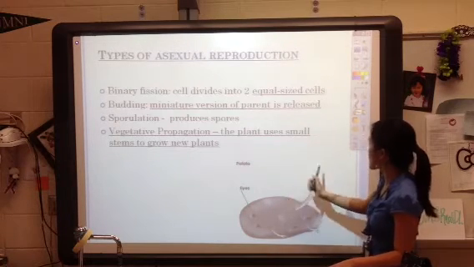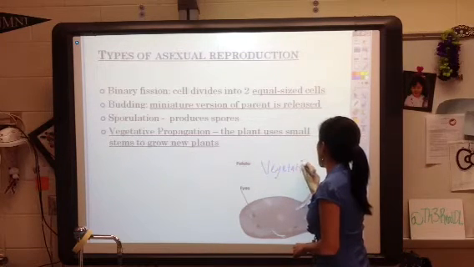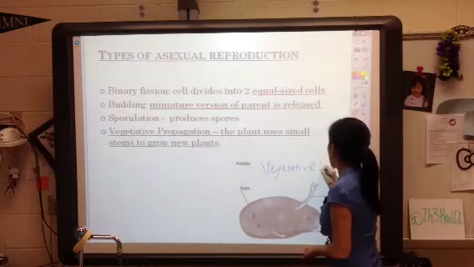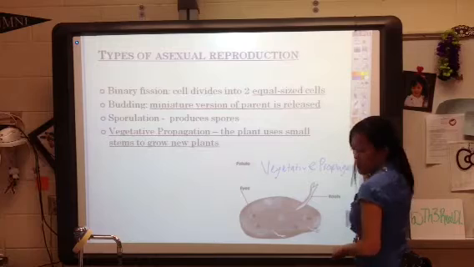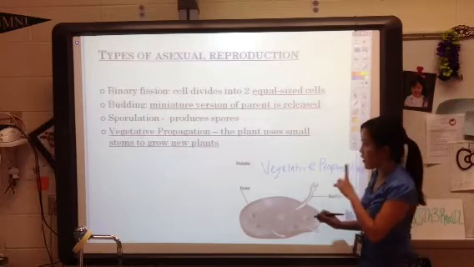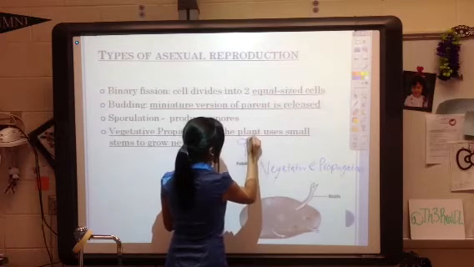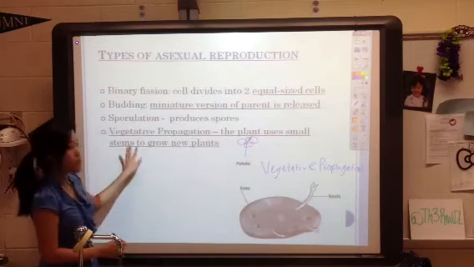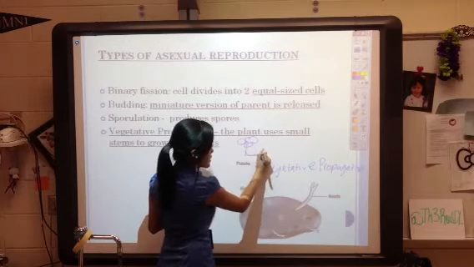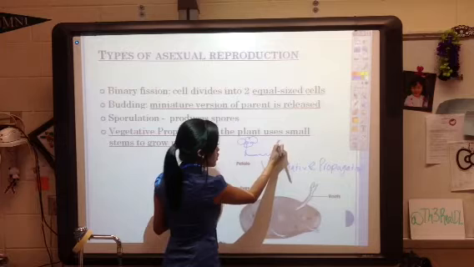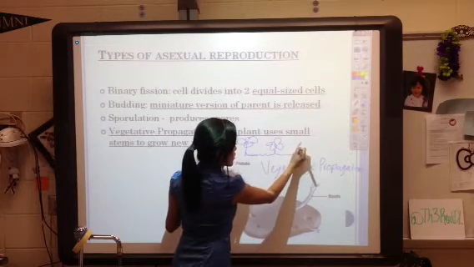So on this picture, let's make sure that we label it as vegetative propagation. And I also want you to add that another way that this can look is you can have one plant. It will grow a small stem. The stem will actually grow near the bottom. That stem will grow along the ground, and actually a new plant can be produced. And this is what strawberries do.